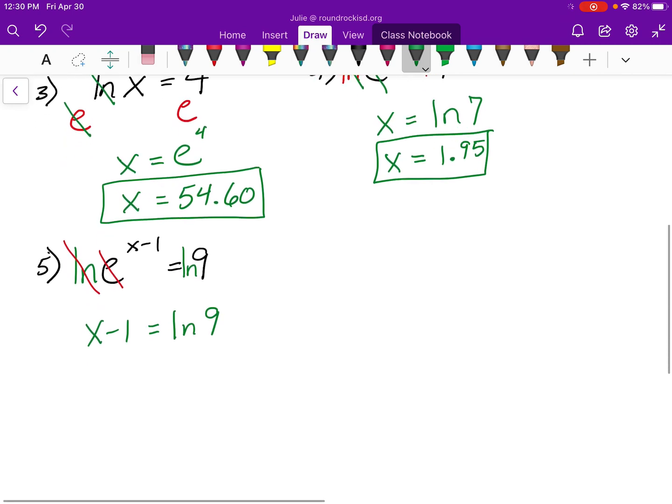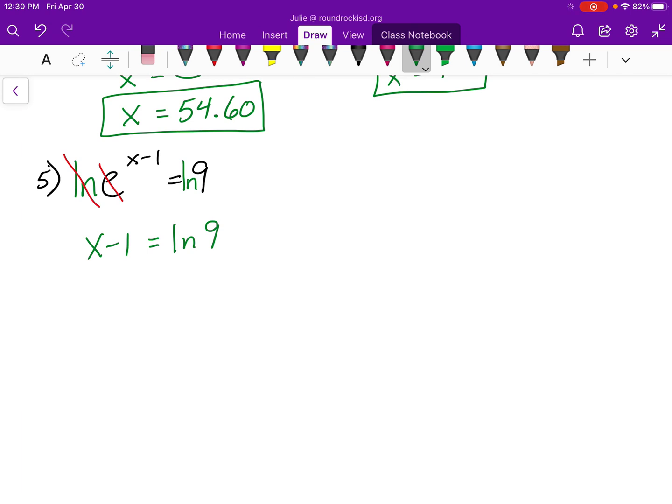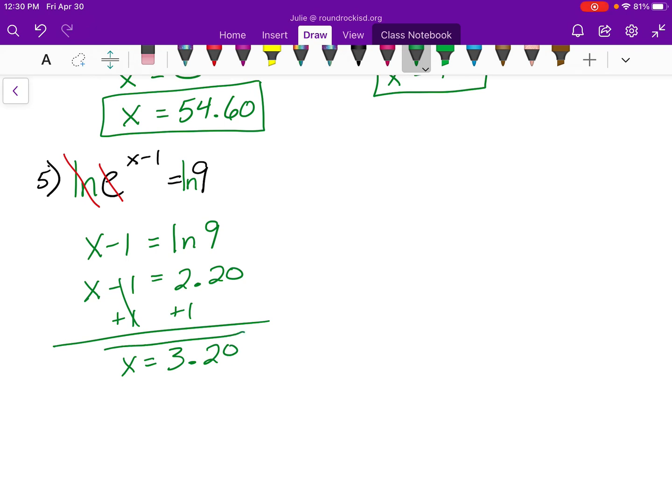If you put natural log of 9 in the calculator, you get 2.20 is equal to x minus 1, and then we just add 1 to both sides. So I have x equals 3.2 or 3.20. Okay, so we're using our same log rules, and let's look at 2 more examples. Just showing you different types of problems that you could have.